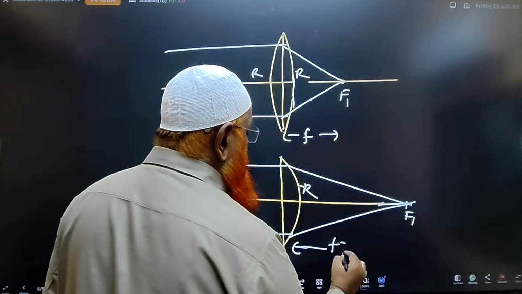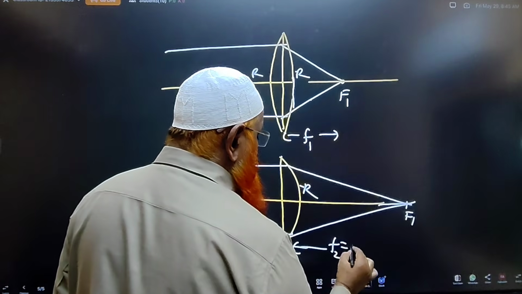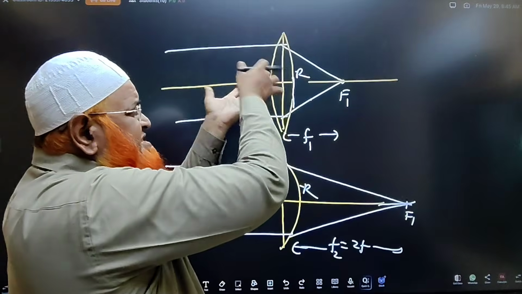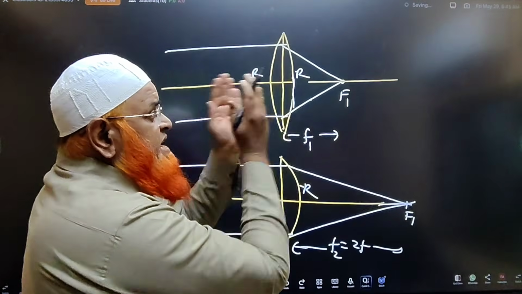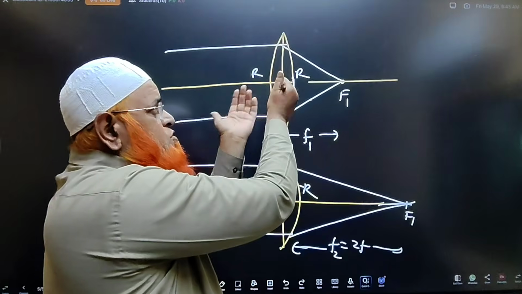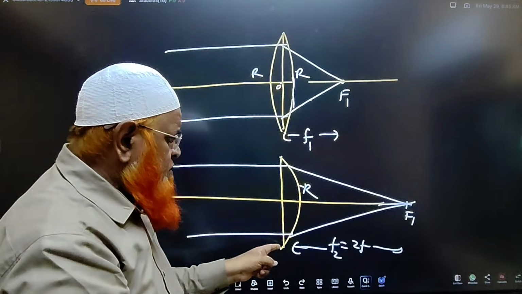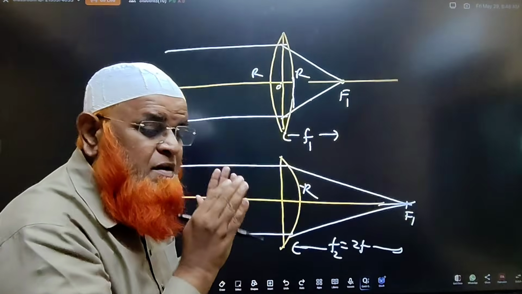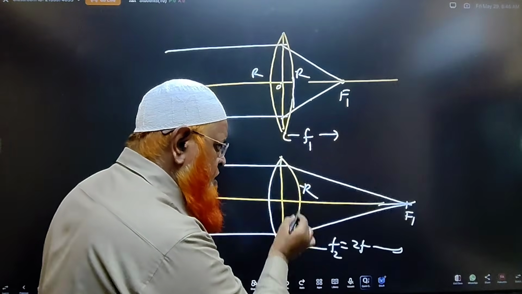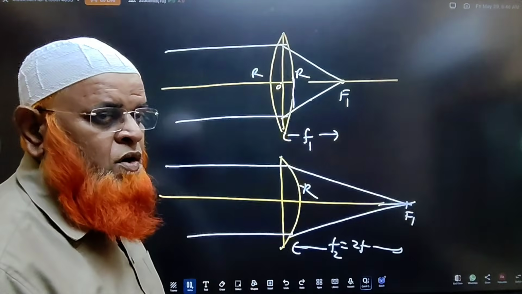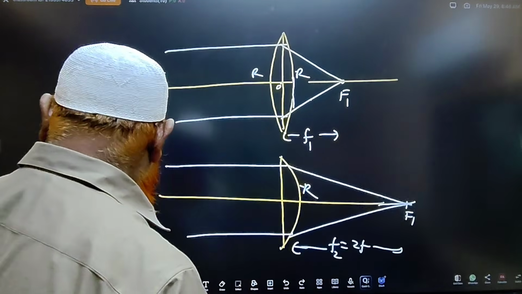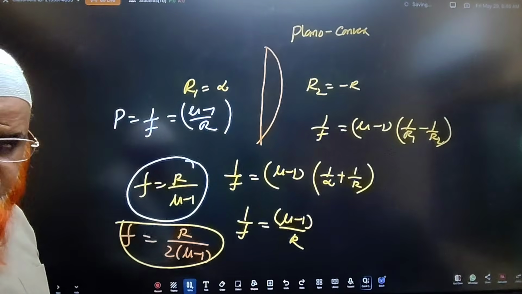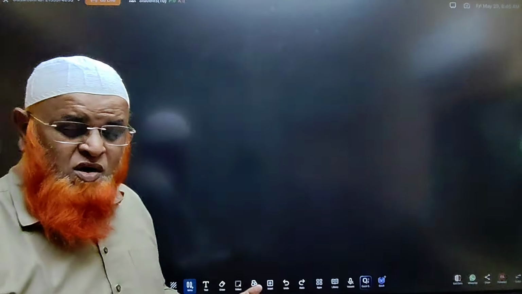Here the focal length is going to become, previously if it is f1, f2 will become 2 times of the focal length here. When double curvatures are there, more bending of light takes place. It converges, it focuses very close to the optic center. When only one curved surface is there and one plane surface, a parallel beam of light ray falls, it bends a little bit less. That is the logic behind this plano-convex lens. So I told you the focal length of the plano-convex lens is f is equal to R by (mu minus 1). Now let us go for the plano-concave lens.